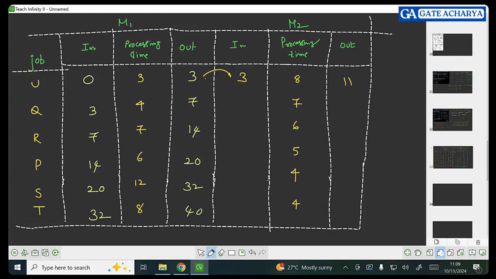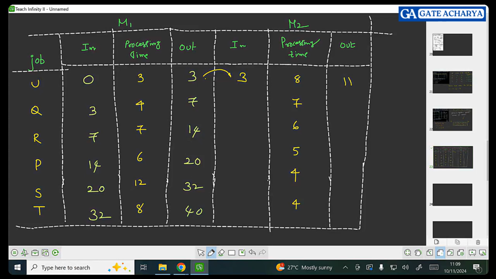Until first job U gets processed for 3 minutes, machine 2 is idle. Okay, you need to understand that machine 2 is idle for 3 minutes because U job has to get finished, because according to Johnson's algorithm the jobs have to finish in this manner, then only you are going to get maximum utilization of the machines. All right, right. Next, whenever you engage, this is out, and what is the in time here?